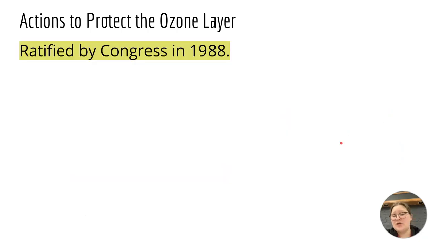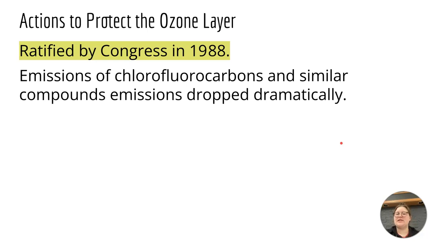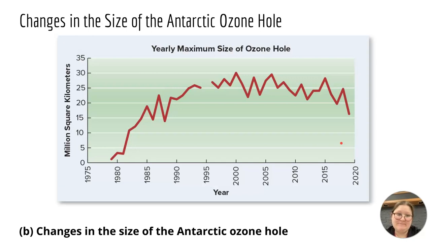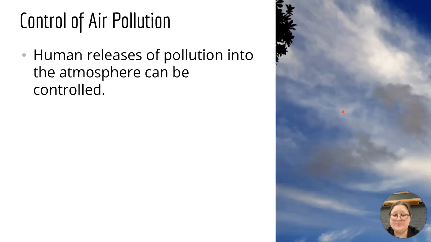It was ratified by Congress in 1988, and the emissions of chlorofluorocarbons and similar compounds dropped dramatically. It appears that the size of the ozone hole may actually be stabilizing and even getting smaller. So this was a huge success for protecting our air and our lovely ozone in the stratosphere. This is a graph of the size. We started seeing it getting bigger, and remember, it takes a decade or two for everything to even get up there. So now it has started to actually drop off and get smaller.